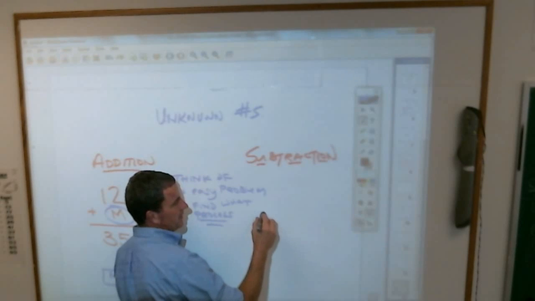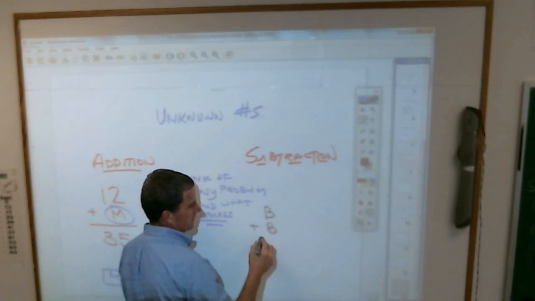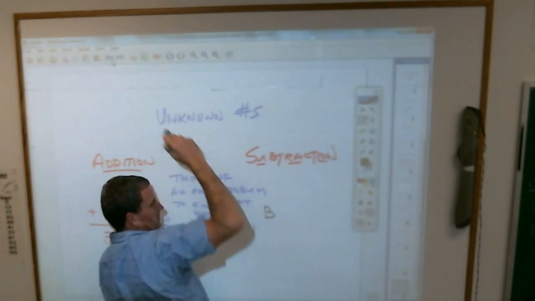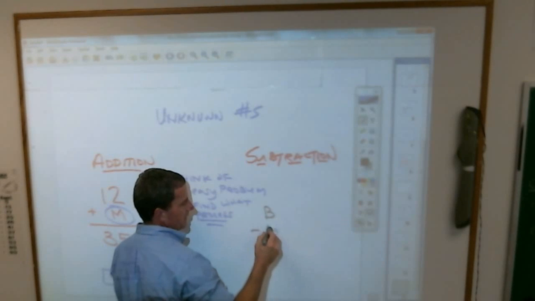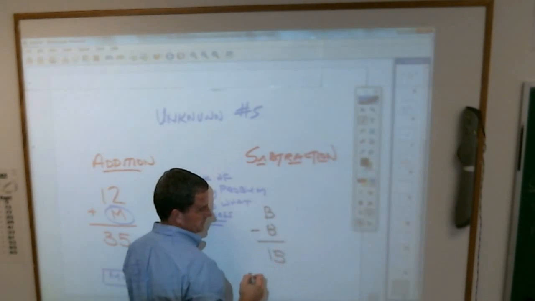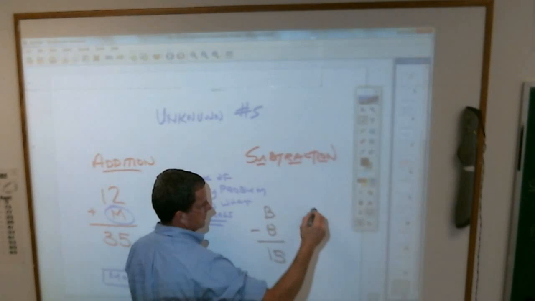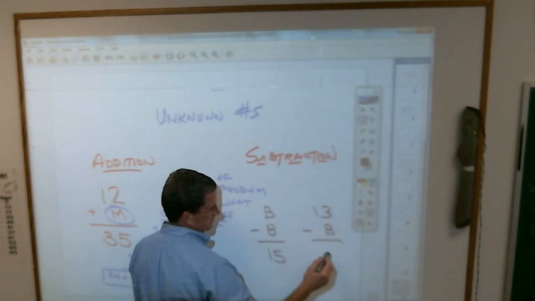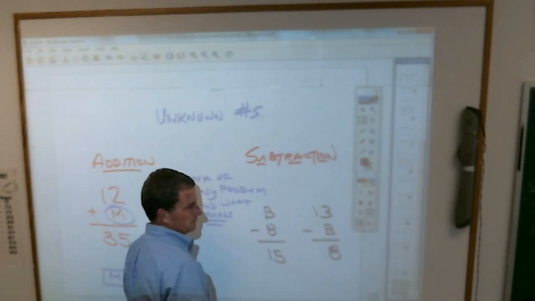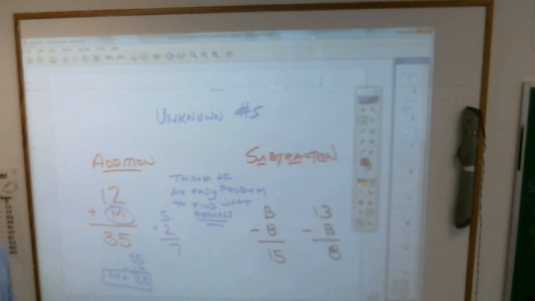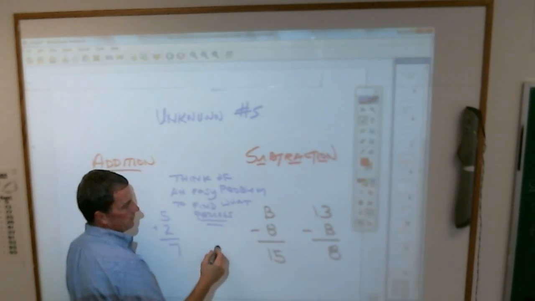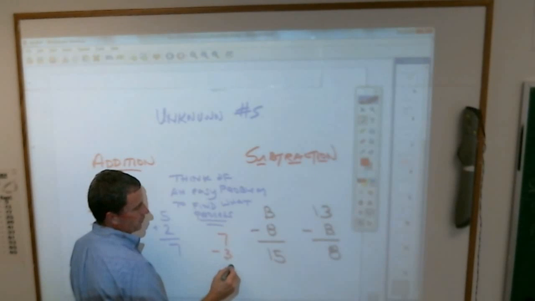Like right now in this problem here. B minus 8 is 15. And let's say I've got 13 minus B is 8. Those two problems, you don't do the same way. And if you think of an easier problem, you'll see why. Let's say I have maybe 7 minus 3 is 4.